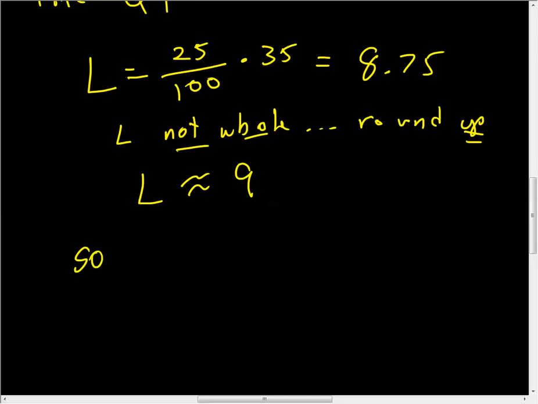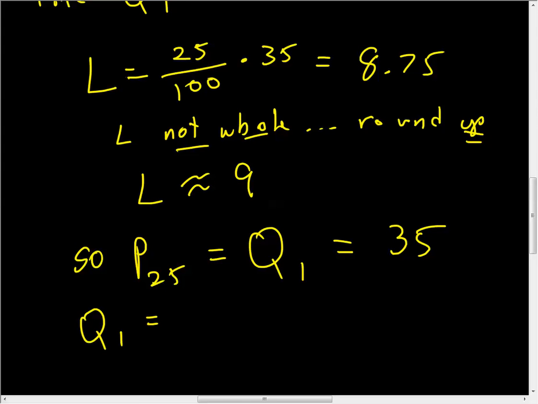So P sub 25, which equals the first quartile, is the 9th on the list, and if I look at my raw data, it looks like 35 million is the 9th up from the list. So let me write that down. Q sub 1 is 35, or in millions of dollars, $35 million.